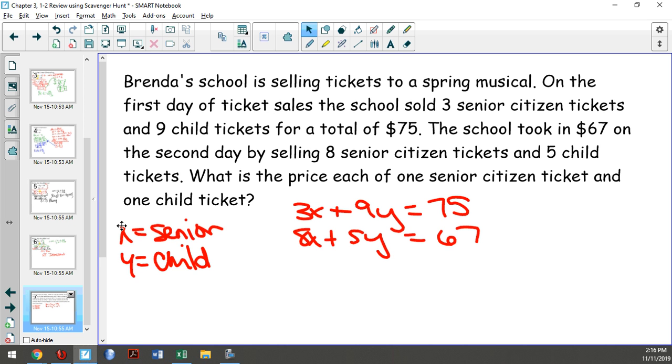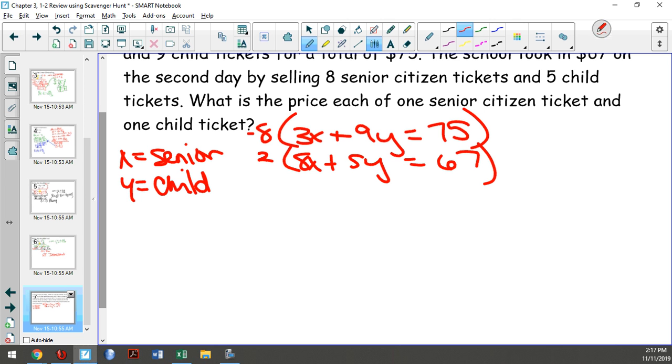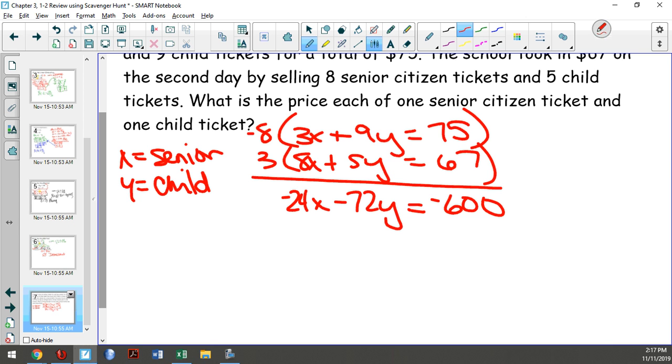Let's start doing some of it. Okay, they're already lined up. So what is my LCM between my x's? 24, and my y's are going to be 45. So I'm going to stick with 24. I'm going to multiply the top by -8 and the bottom by 3. So this is a negative 24x minus 72y is equal to negative 600. The bottom is 24x plus 15y is equal to 201. Yes? Do we all understand that?